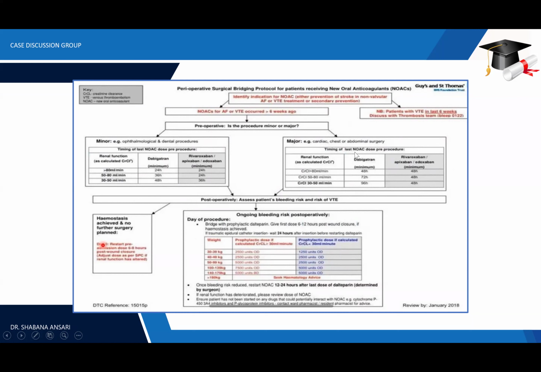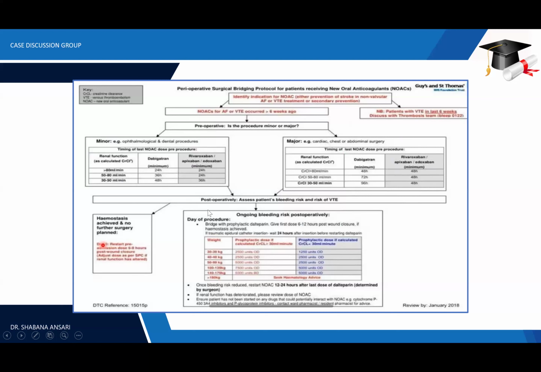This is the timing of last NOAC dose pre-procedure. You don't have to mug up everything. I will show the flow chart given in the talk as well. So the idea here is that preoperatively, no bridging is done, isn't it? They have not mentioned anything about the heparin. They have just said we are going to stop rivaroxaban.